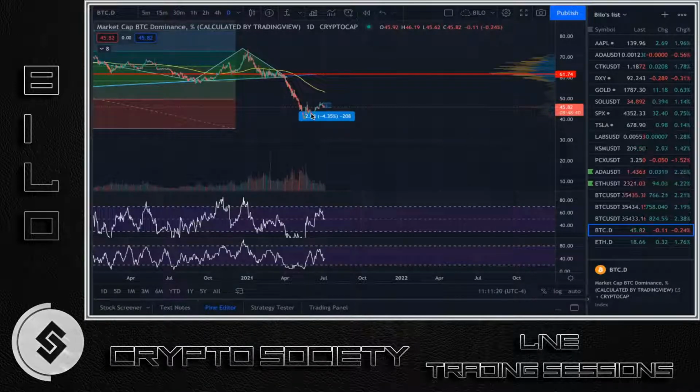So Bitcoin dominance is a simple formula. It's the market cap of Bitcoin divided by the market cap of all cryptocurrencies, right? So if the market cap of all cryptocurrencies is increasing more than the market cap of Bitcoin on a ratio basis, then you see Bitcoin dominance go down, and the opposite for it to go up.